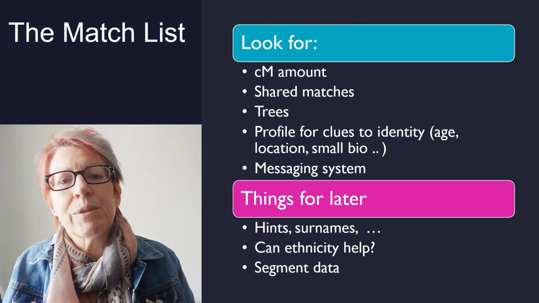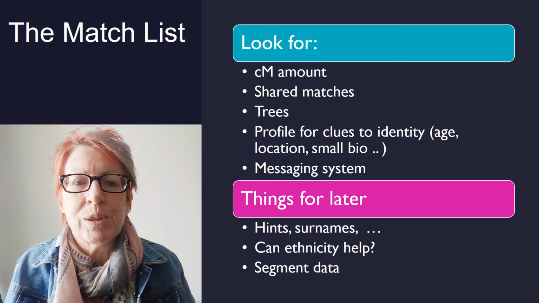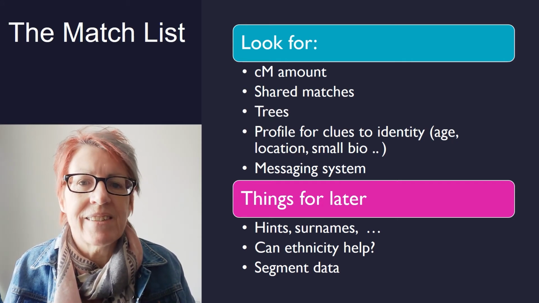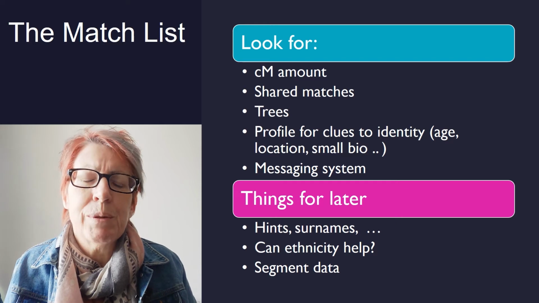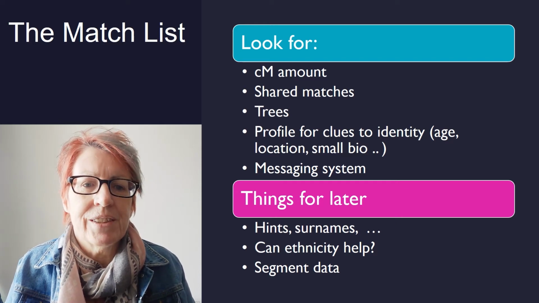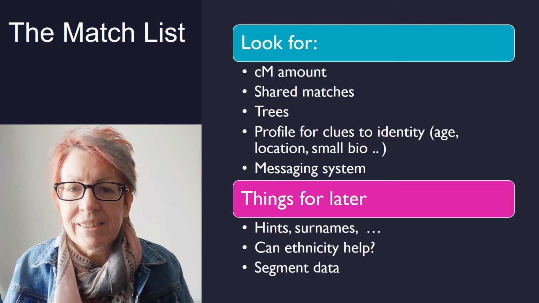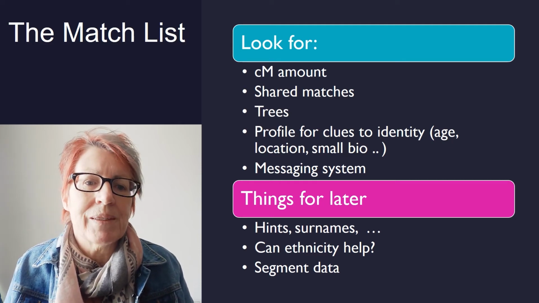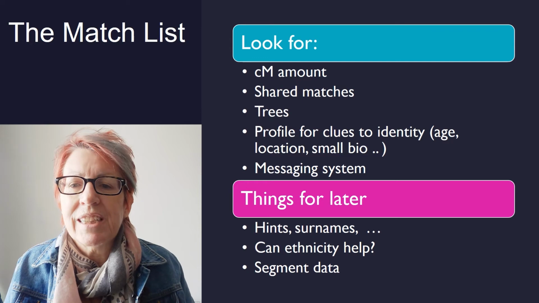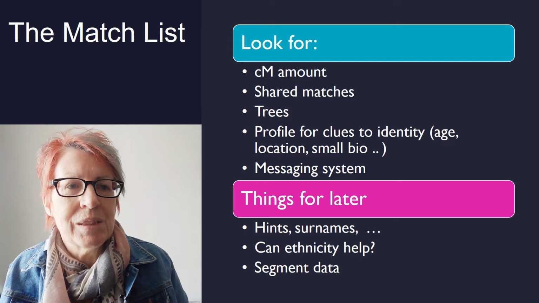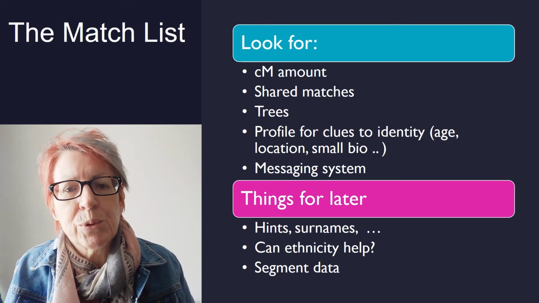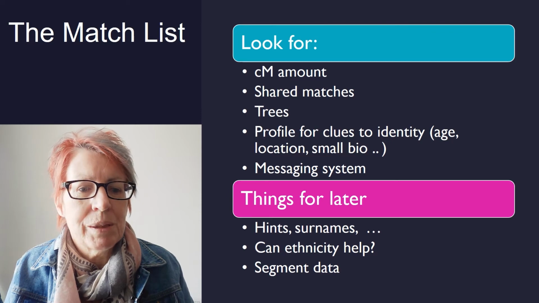There are some other things that we see, but they're not really as important at this stage. So things like the hints, searching for a surname. We want to follow the DNA, not follow the surnames. And we don't really want to spend too much time looking at ethnicity, but there are times that might help us as well. And segment data. Not all the sites give us segment data, but it's not important for the type of methodology we're going to be looking at today.